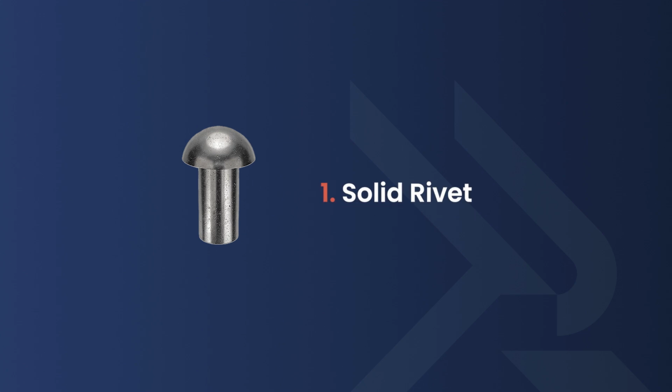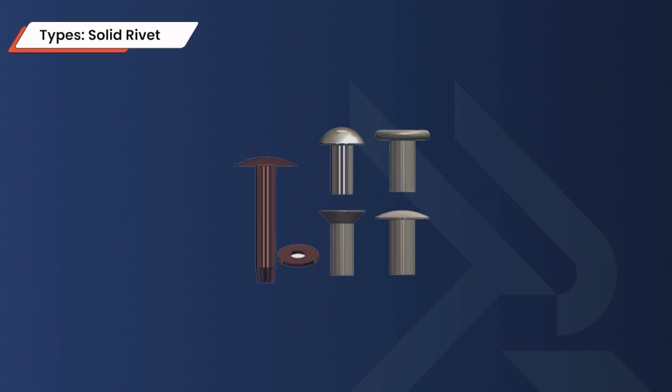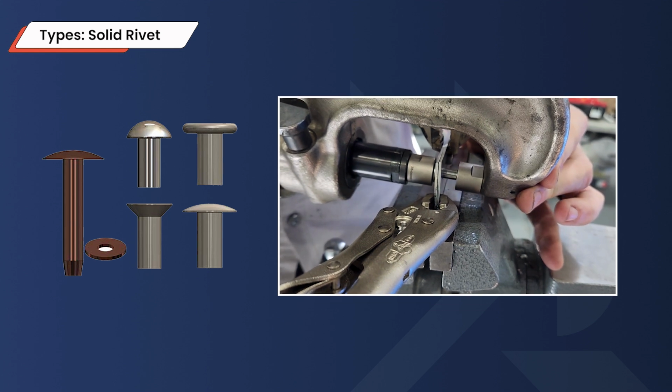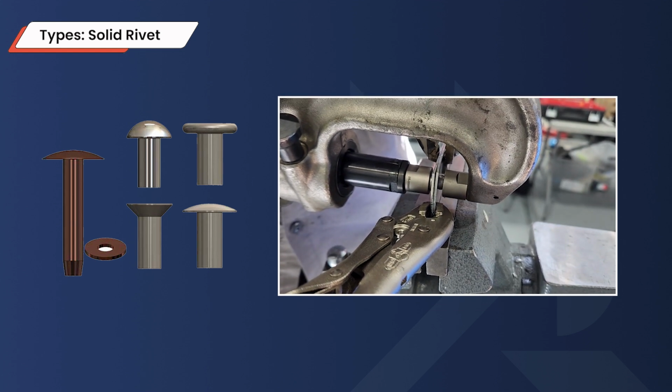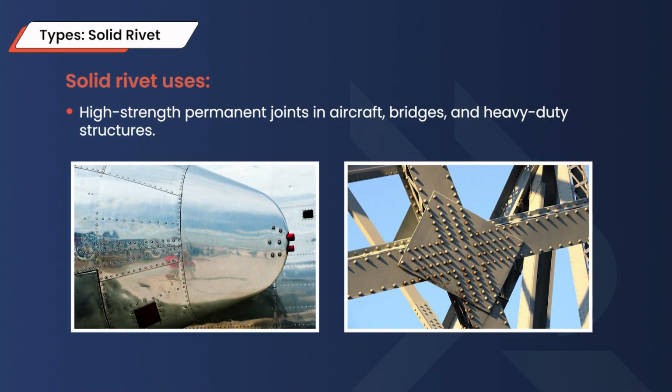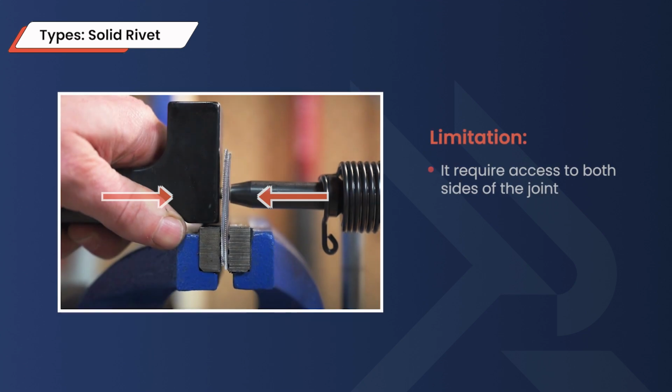The first type is the solid rivet. It is made from one solid piece of metal, with a factory head and a solid shank. During installation, the tail is hammered or pressed to form a second head. Solid rivets are strong and reliable, so they are widely used in aircraft structures, bridges, and heavy-duty assemblies. The limitation is that they usually require access to both sides of the joint.